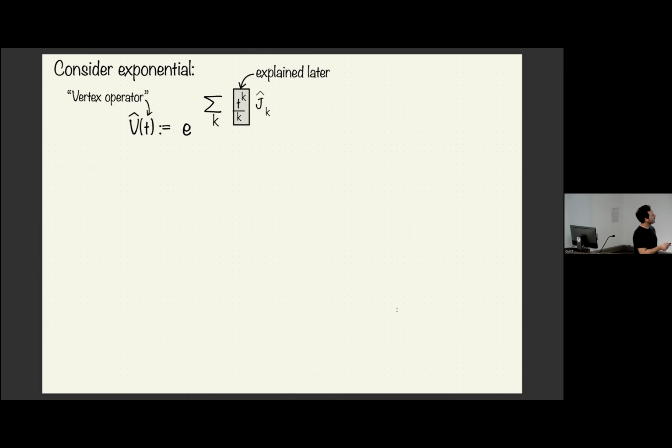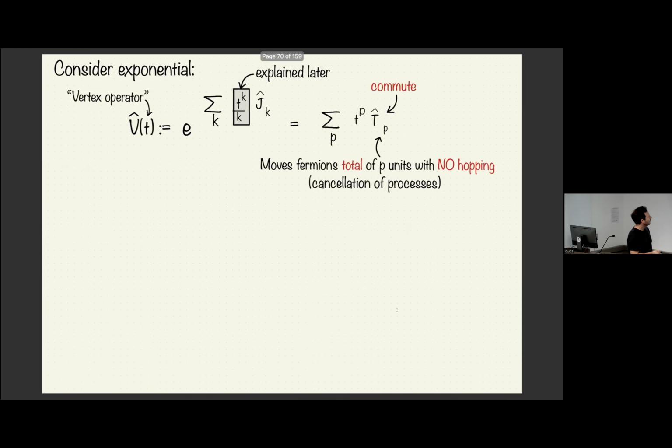And for convenience, I'm going to define things with normalization 1 over k. You'll understand later why. But for now, it's just a definition. So this is a function in this auxiliary variable t. And if you expand the exponential in powers of t, and you collect all the operators that contribute to a certain fixed power of t, you'll find that there are some operators T hat, which are linear combinations of products of these j's.